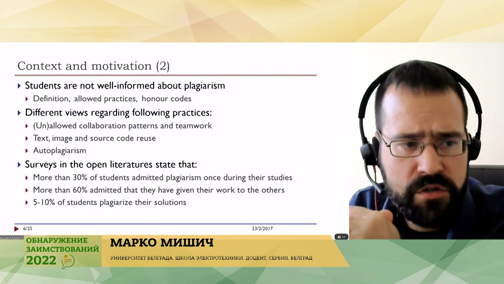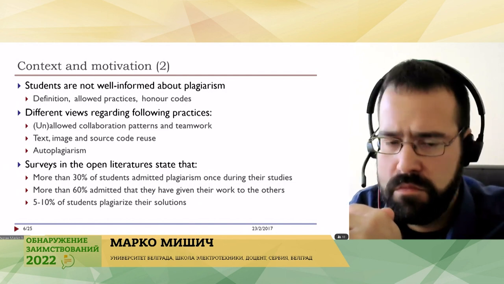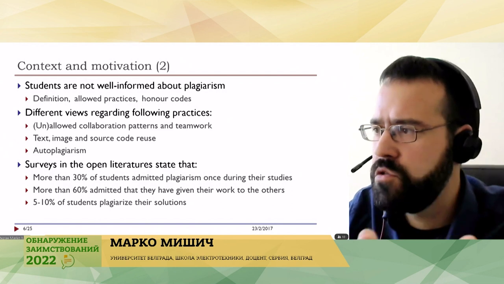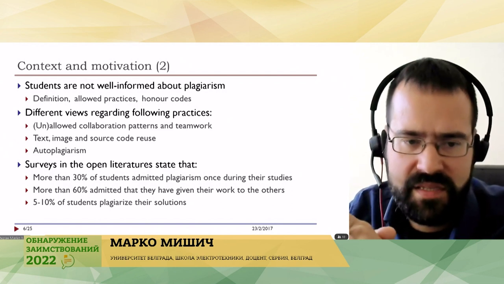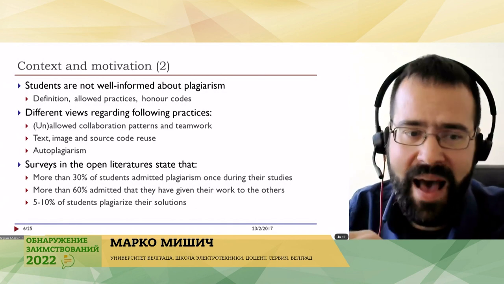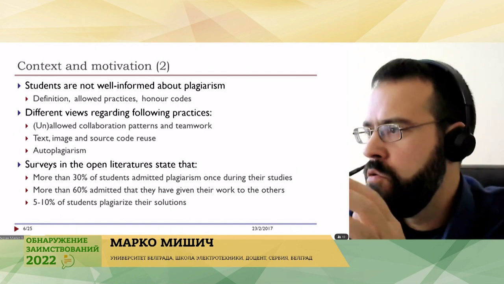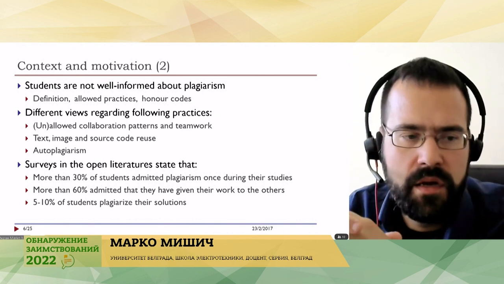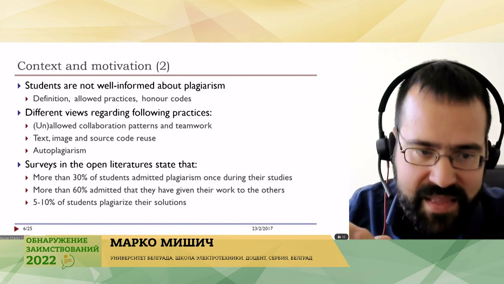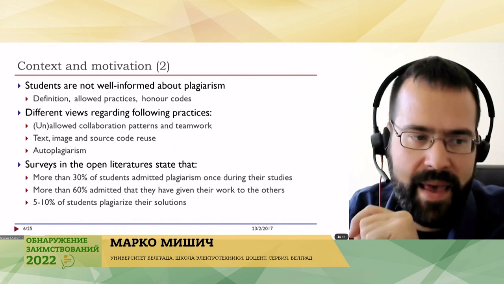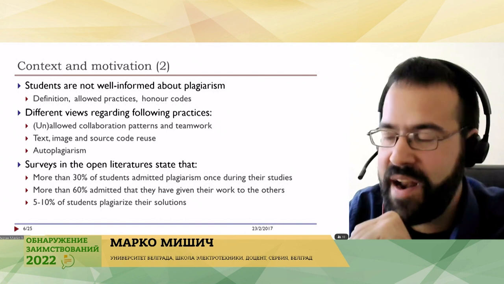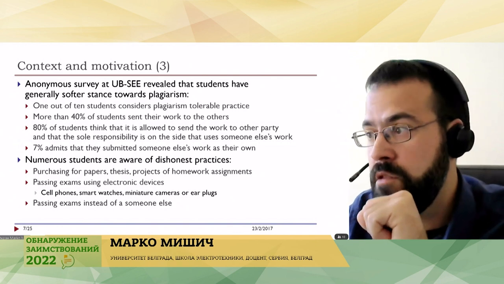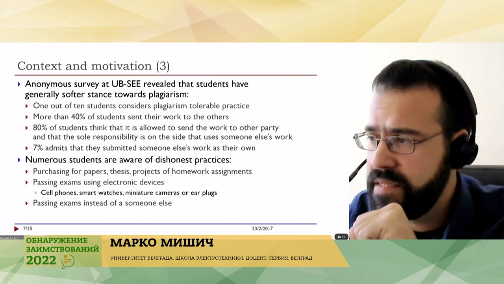There are, of course, numerous surveys in the open literature that tackle the problem of plagiarism. Numerous reviews and questionnaires have been conducted, and most of them state that more than 30% of students admitted plagiarism once during their studies. You know, they usually study from 3 to 5 years to obtain their bachelor or master degree. Also, more than 60% admitted that they have given their work to others. And finally, 5 to 10% of students regularly plagiarize their solutions, which is not a small percent, and we need to fight that malpractice and dishonest practice.